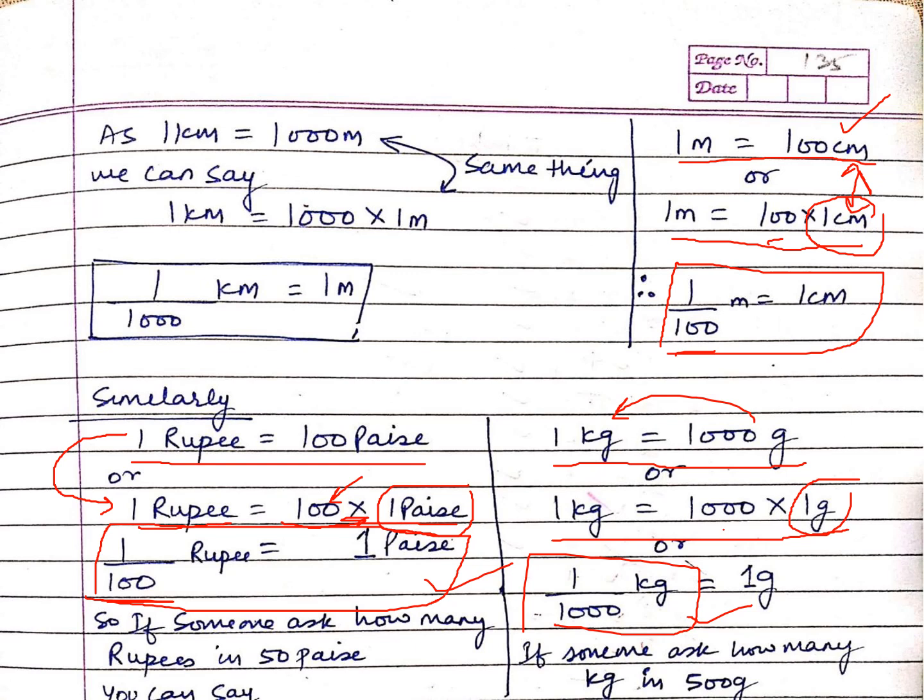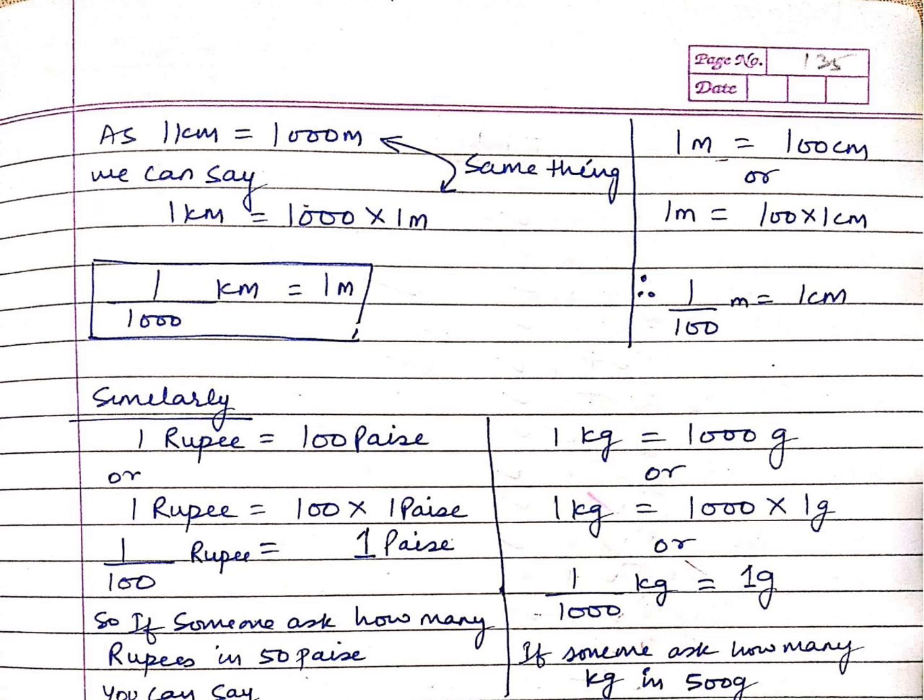Suppose someone says, how many rupees in 50 paisa? We know in 100 paisa there is 1 rupee. If someone asks, beta, how many rupees in 50 paisa, what will you do? You will use the simple unitary method that I have told you earlier. If one chocolate is for 5 rupees, then 10 chocolates are for how many rupees? 10 into 5. Similarly we will do here, nothing else. Just see. We have to find how many rupees in 50 paisa. Let's see the next slide.